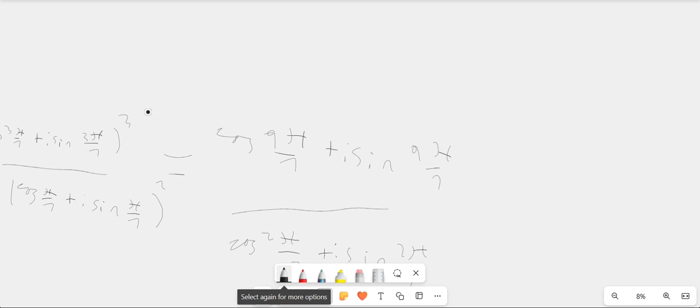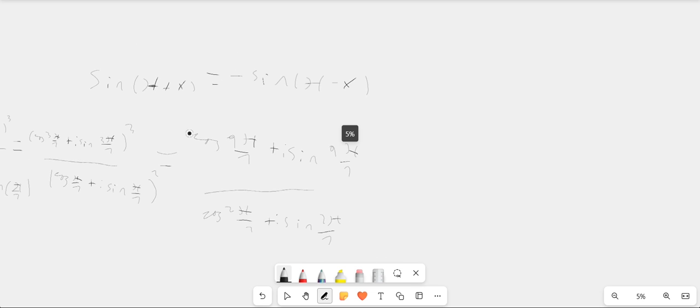By the way, you can also do this question using sine(pi + x) is equal to minus sine(pi - x), this rule. Look into that if you want. I'm not going to explain it right now because I haven't got time, but if you want to learn about that, then go look it up yourself. You can also do that question using this here.